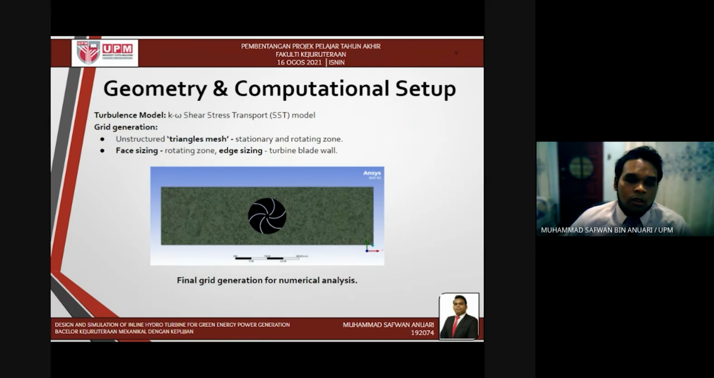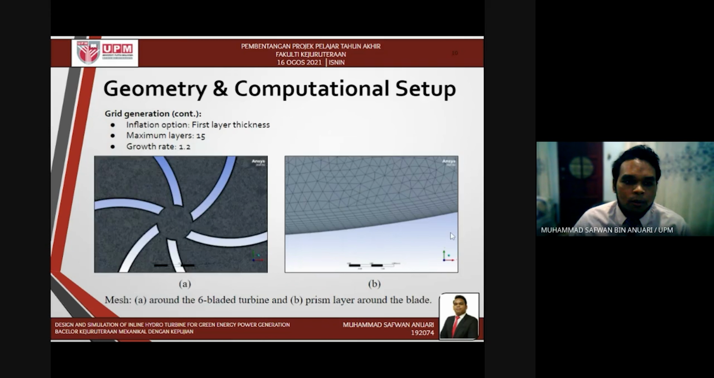For the grid generation of the turbine model, the unstructured triangle mesh was employed in both stationary and rotating zones. The face sizing was used around the rotating zone, while the edge sizing was assigned around the turbine blade wall. The prism layer was applied to all the rotating zone walls to resolve the boundary layer. Using the inflation tool in ANSYS meshing software, the mesh around the rotating zone is modified around the turbine blades. This is the quality of the mesh around the 6-blade turbine element. Figure A shows the mesh around the turbine, and Figure B shows the prism layer around the turbine blade.